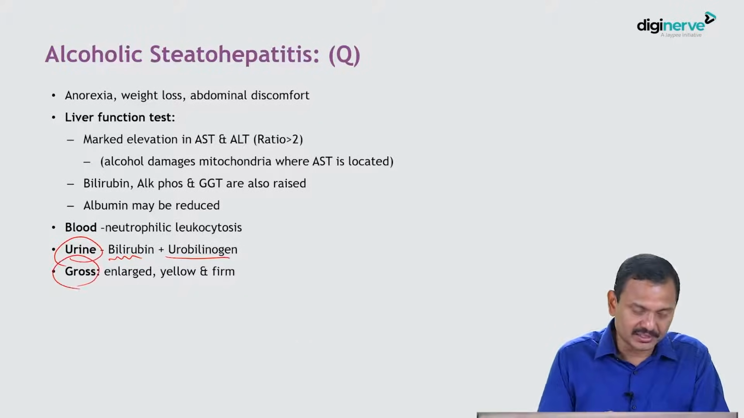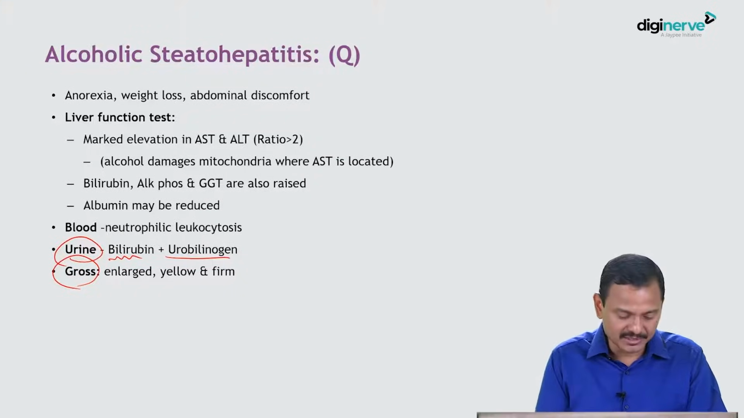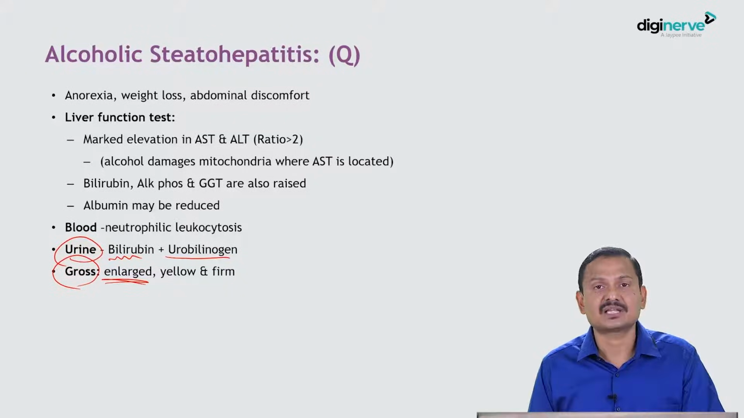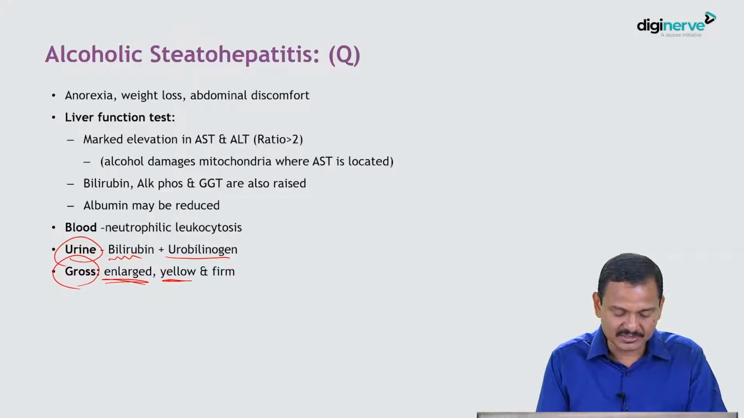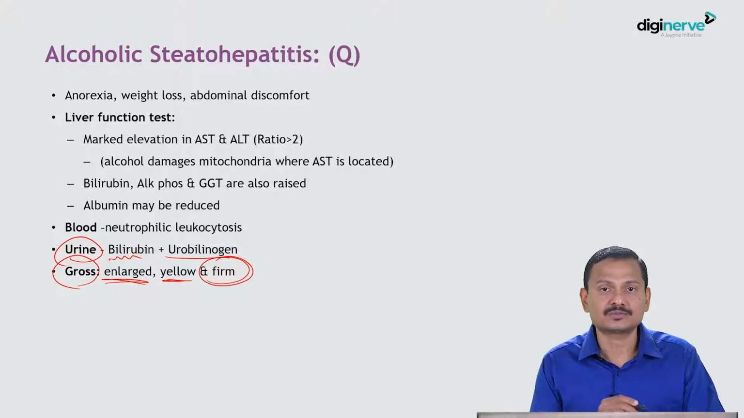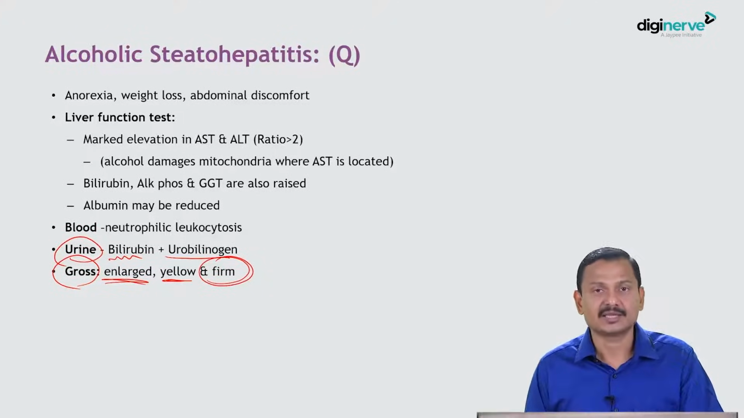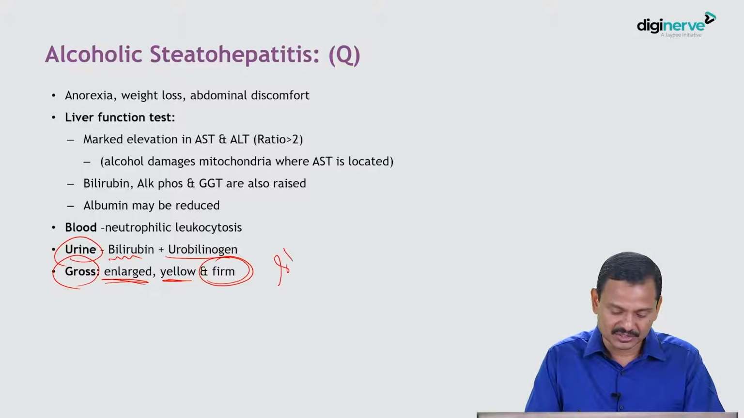And then when the liver is examined grossly, the liver will be enlarged just like fatty liver disease, as well as yellow in color, but the consistency here will be a little bit firm as compared to the soft consistency that is seen in fatty liver or steatosis.